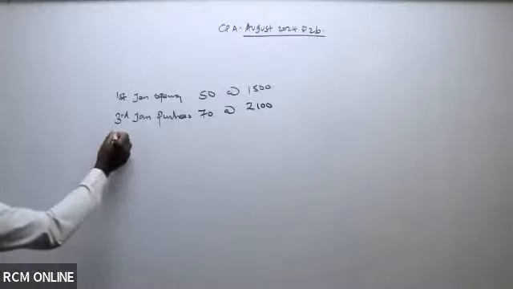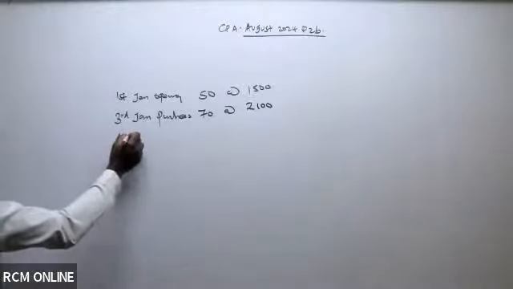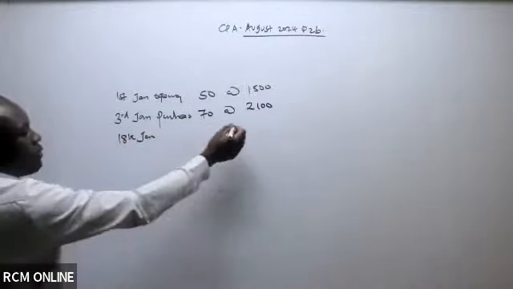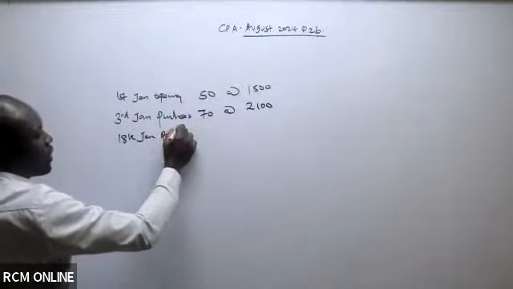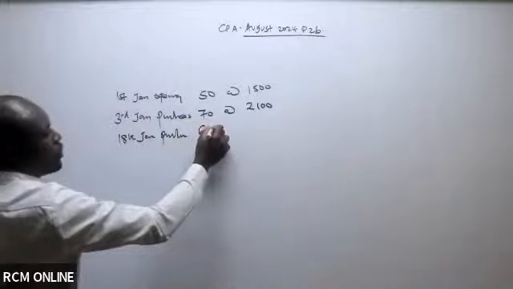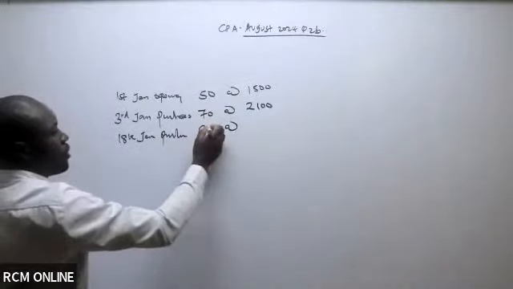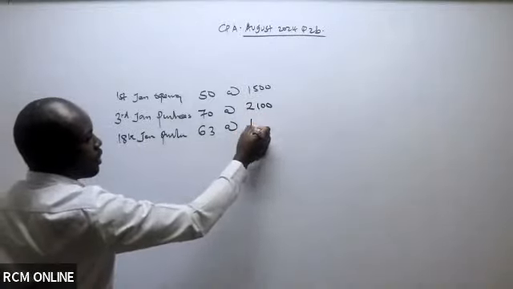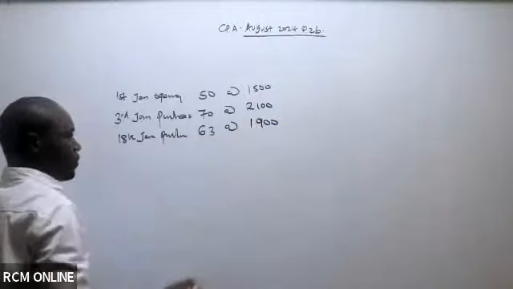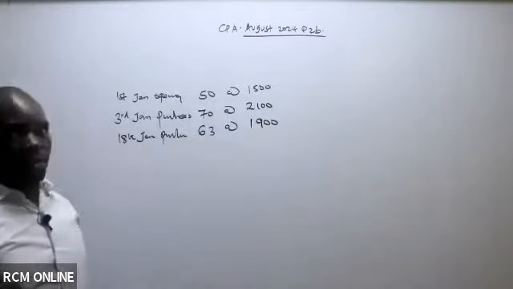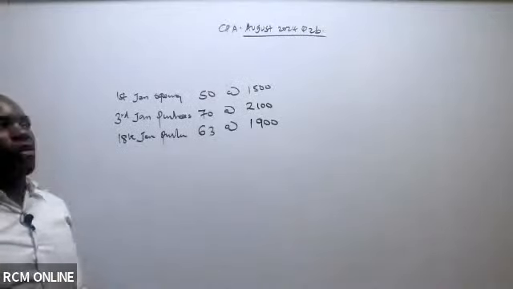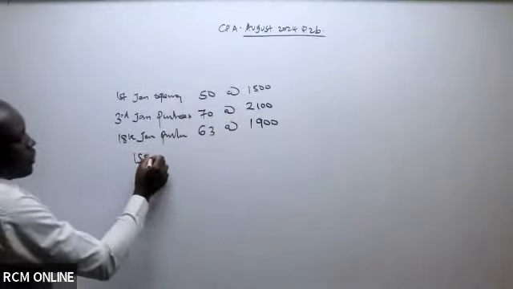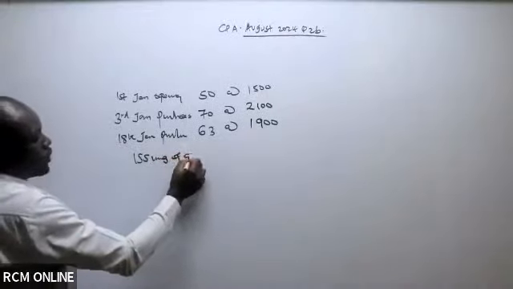Without wasting time, on 18th of the same month, January, you do purchases again. You purchase 60 units. This time round, the price has slightly reduced to 1,900. Now the question lies with you. What will be the cost of these goods that you purchased if you are to do sales, or issuing of goods?